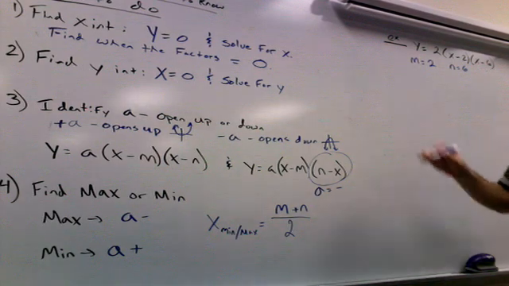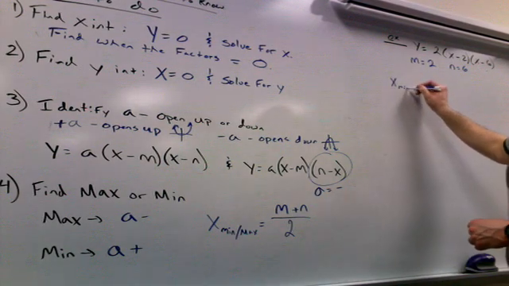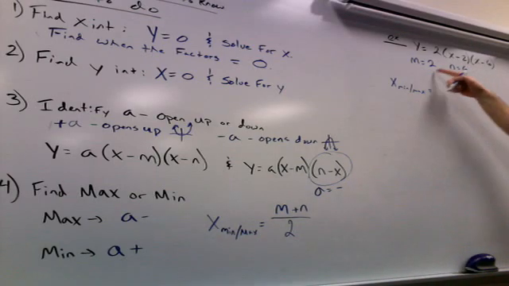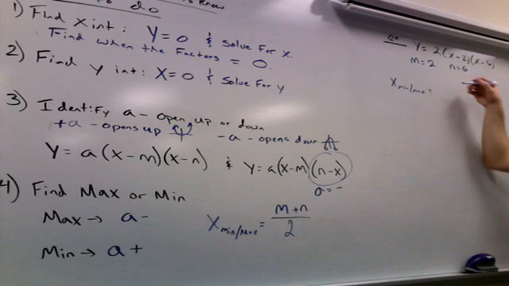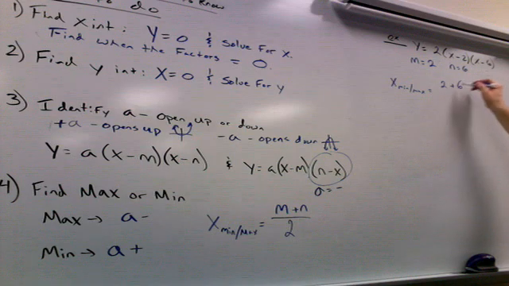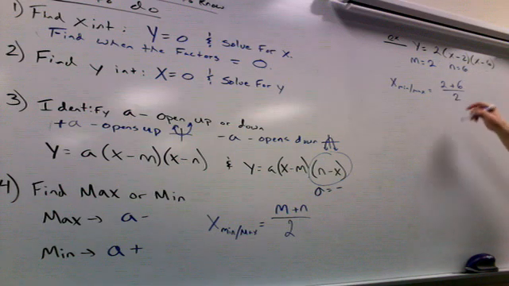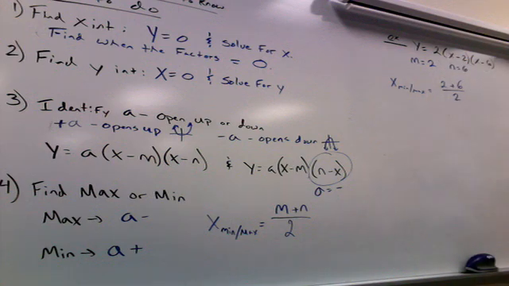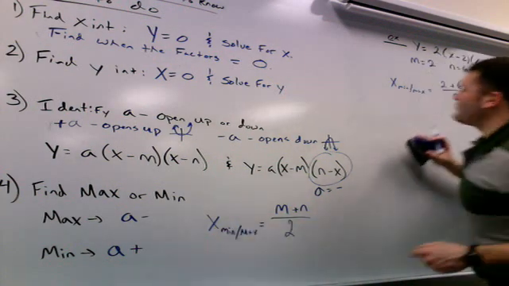So then to find our x value of our min or our max, we add them together and divide by 2. 4. Now before we go on, is this going to be a min or a max? What's our a value, positive or negative? A is positive, so what is it, Monica? Min or max? Min. When a is positive, it's a min.